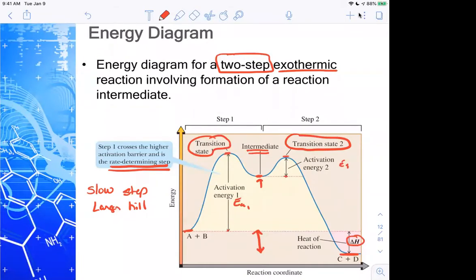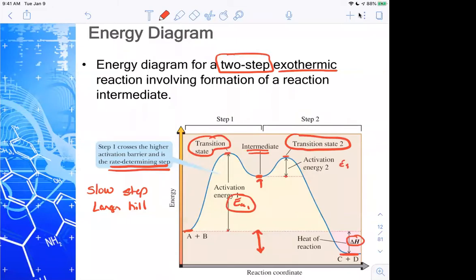Now my second step is the reaction of the intermediate to form the products. That has a much lower energy of activation. So my first step is the bottleneck. That's the one, because of this large energy of activation, that sort of holds everything up. And that's why it's called the rate determining step. Step 2 can happen fast. As soon as the intermediate forms, it's going to basically go to the product.